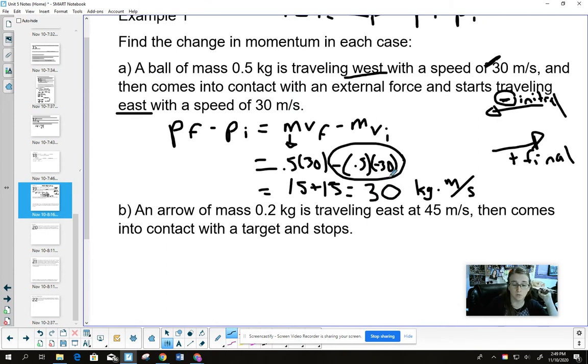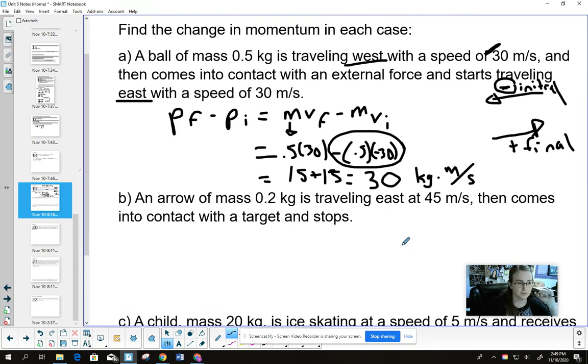And guys, for this one, it's just a coincidence that the change in momentum happened to be 30. The individual momentums are 15. It has nothing to do with the fact that the speed was 30. This is the momentum. It's different things.